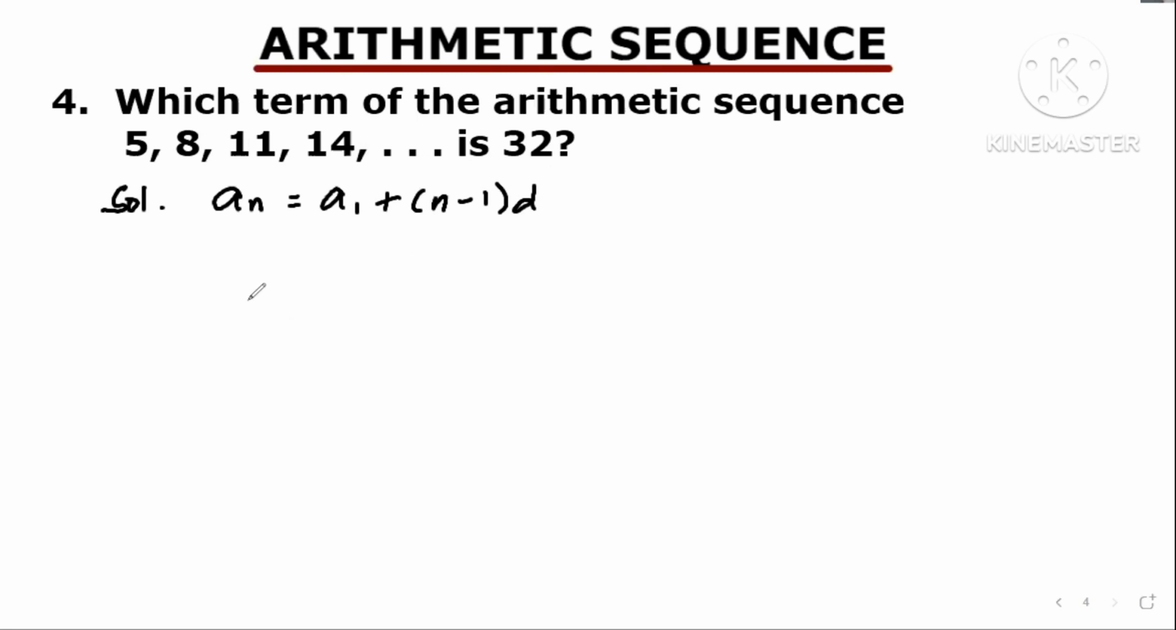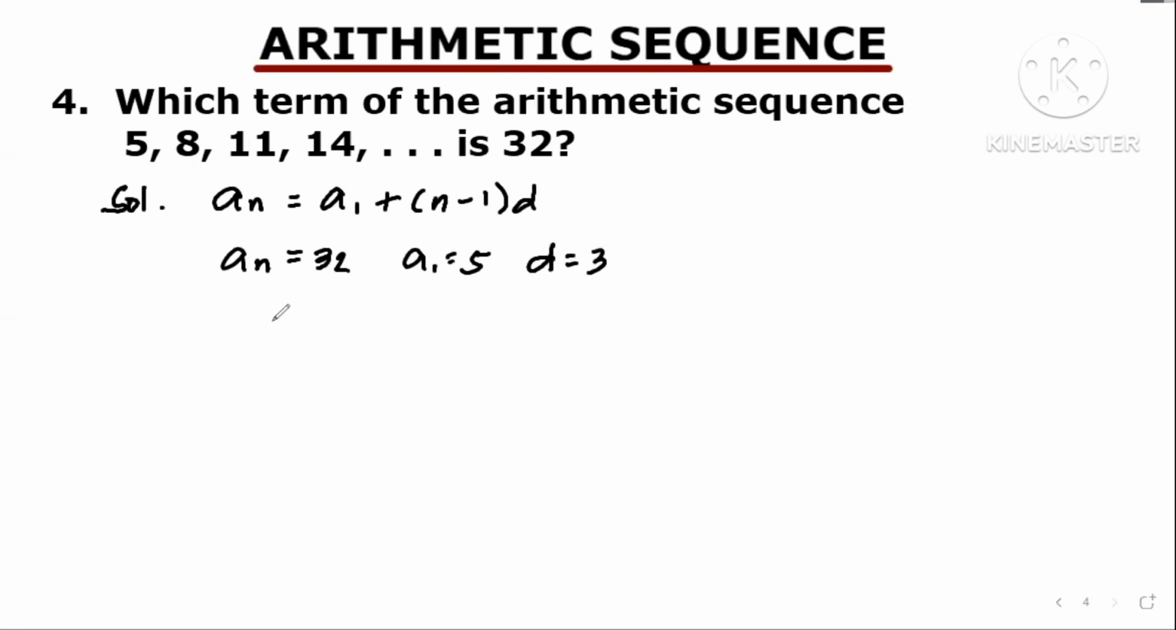So ano bang makukuha nating given dito? So yung n natin ay nawawala, no? So a sub n is equal to 32. So we are solving for n if a sub n is 32. Now, a sub 1 is equal to 5, and d is equal to, using these first two terms, the common difference is 8 minus 5 or 3. So d is equal to 3.